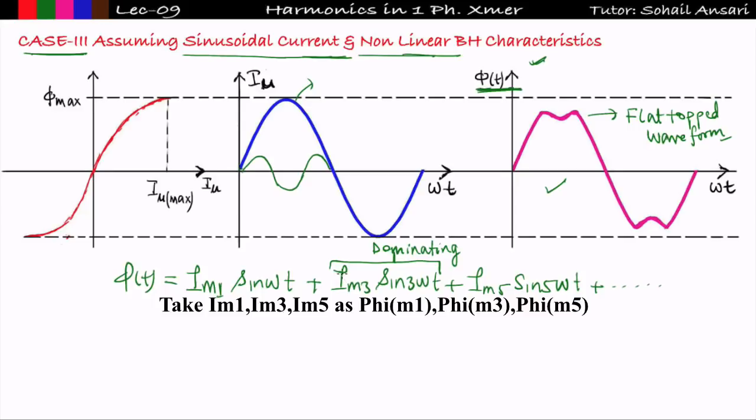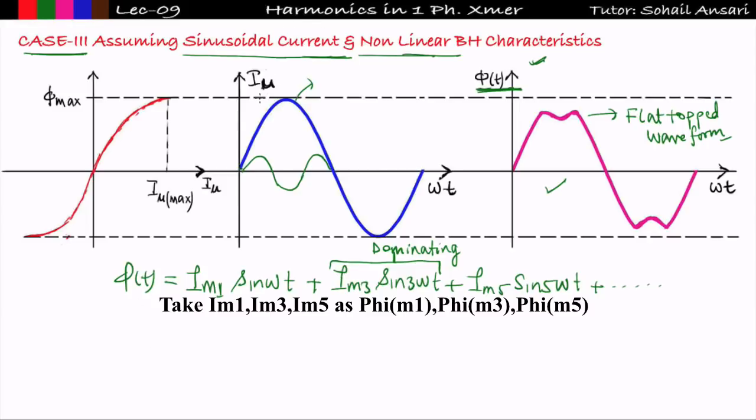So if I will apply the sinusoidal current and taking non-linear BH characteristics into account, the flux waveform will be the flat top. So how the question will be framed? The question will be framed something like, in single phase transformer, if magnetizing current is sinusoidal in nature and BH characteristics is non-linear, then what will be the waveform of flux obtained in transformer? Option A flat topped, option B peaky, option C sinusoidal, option D no harmonic is present, or none of the above. So what will be the answer? Answer will be option A, that is flat topped waveform.